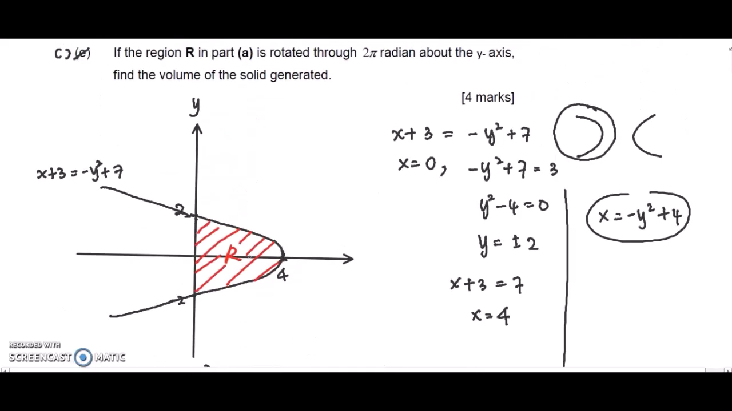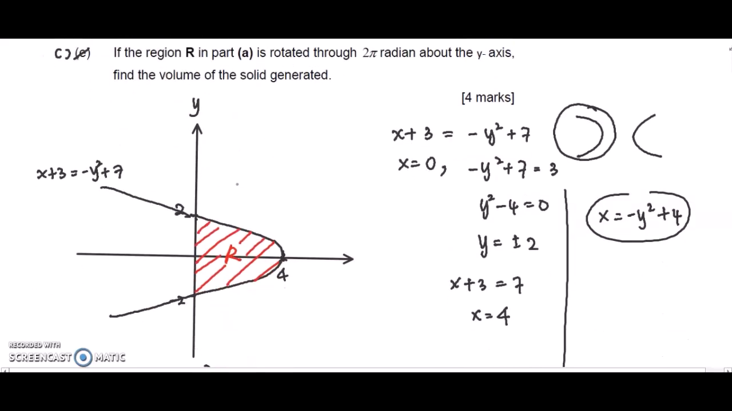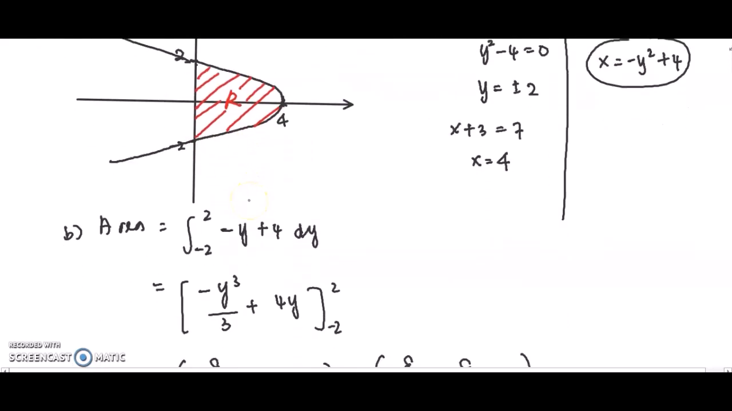Now we move to the question C. If the region R in part A is rotated about 2 pi radian about the y-axis, find the volume of the solid generated. So now this region is rotated about the y-axis for 360 degrees. So now we want to get the volume. So when this region is rotated about the y-axis for 360 degrees, we can actually foresee that the shape is like that.